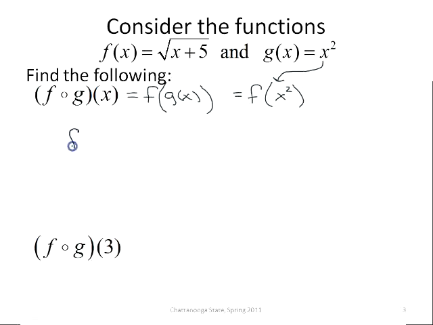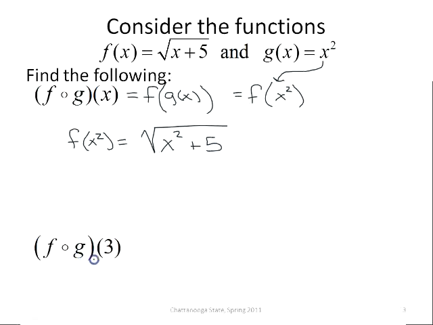Now the function f is the square root of x plus 5. But instead of using x, we're using an x squared. So this would be the square root of x squared plus 5. I simply replace this x with this x squared.